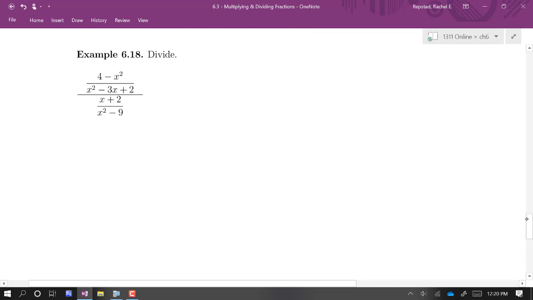All right, let's do one more. This is a division problem, so I'm going to start by writing it as a multiplication problem. Flipping over the second fraction, so we're multiplying by x squared minus 9 over x plus 2.